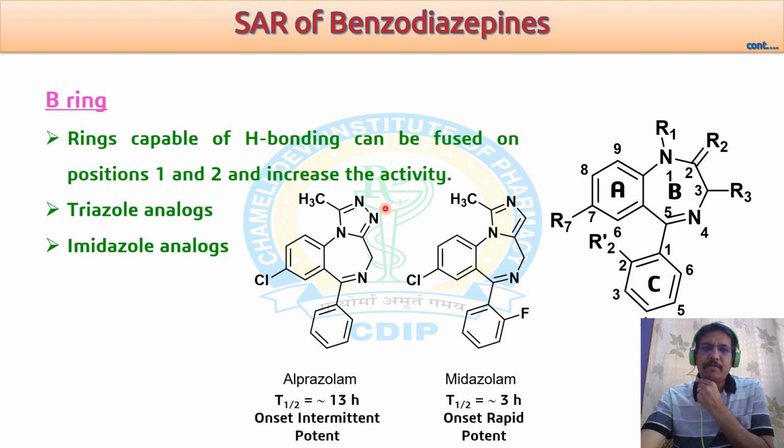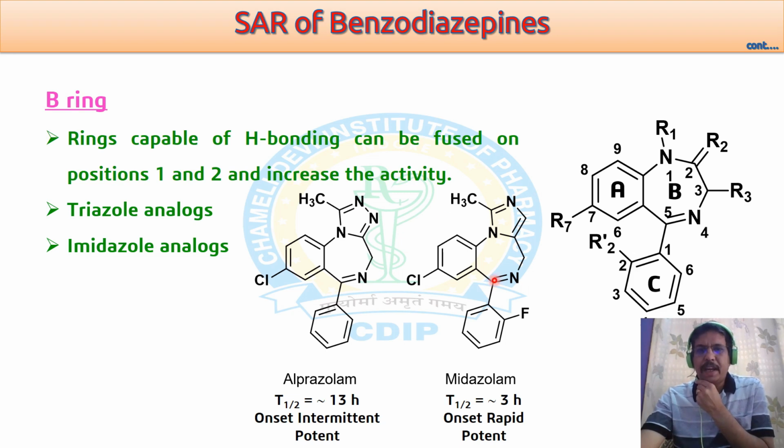At the same time, we can replace this ring by means of imidazole. In this condition, again this nitrogen has a lone pair of electrons, and it also has a similar phenomenon as the oxo group present on the C2 position, and it also forms a probable hydrogen bond with the receptor site.